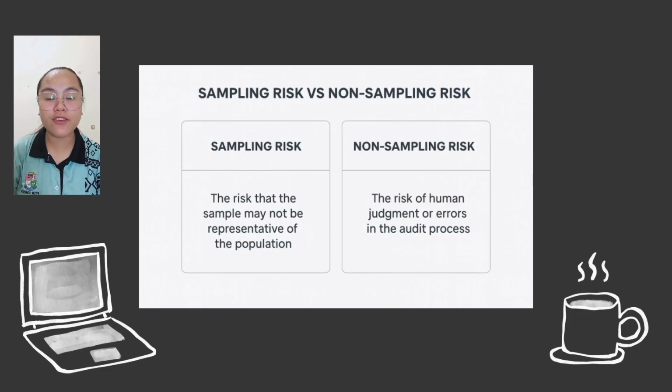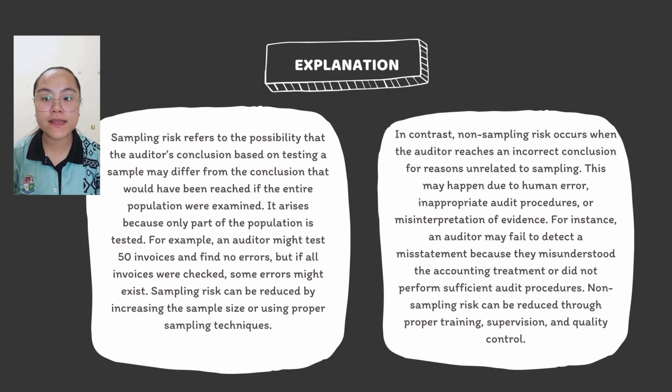Finally, here are the answers for the question about the comparison between sampling risk and non-sampling risk. Sampling risk refers to the possibility that the auditor's conclusion based on testing a sample may differ from the conclusion that would have been reached if the entire population were examined. It arises because only part of the population is tested. For example, an auditor might test 50 invoices and find no errors, but if all the invoices were checked, some errors might exist. Sampling risk can be reduced by increasing the sample size or using proper sampling techniques.